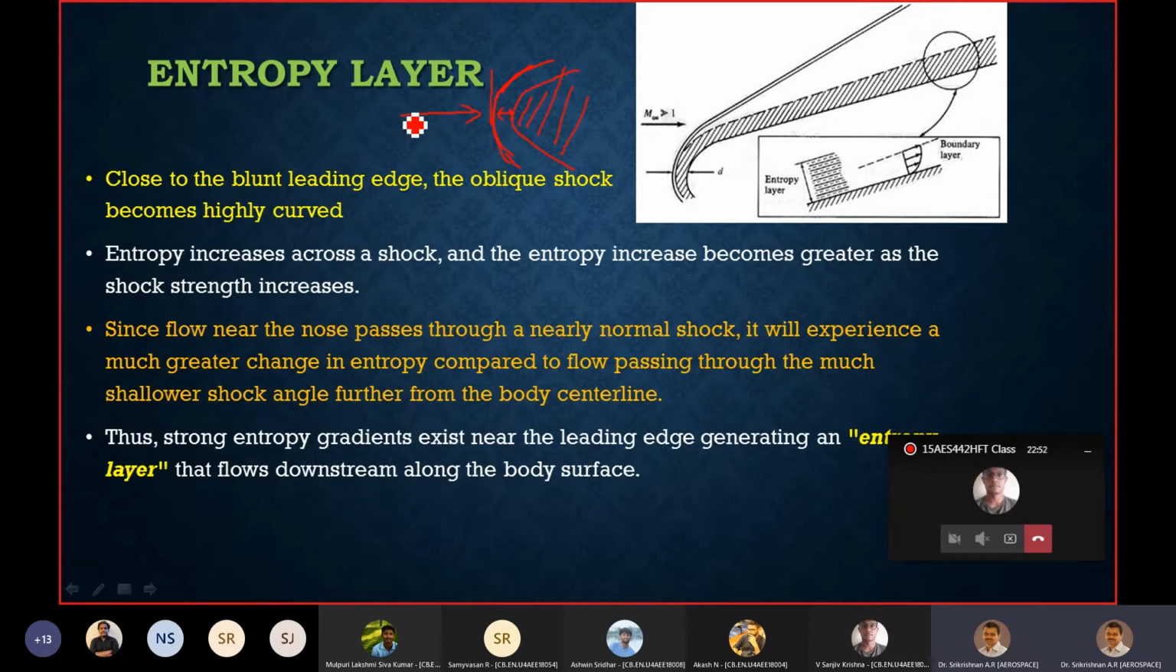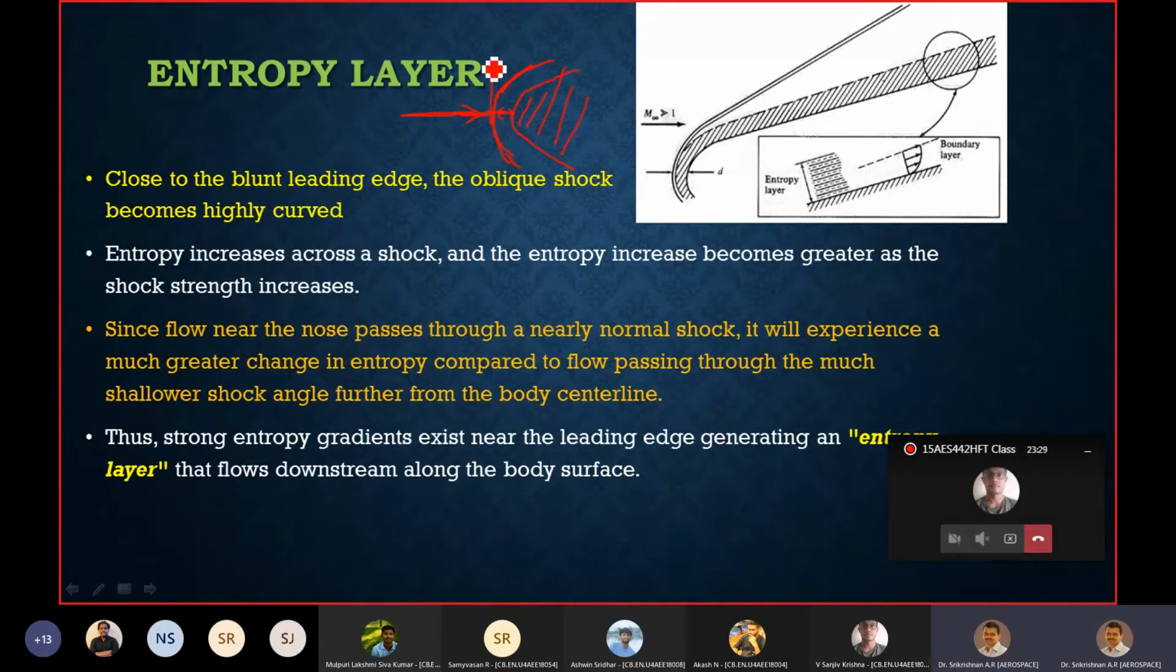Okay, that's very good. So now, just based on that, see what happens to the entropy. We know that across a shock, whether it is a normal shock or an oblique shock, you will have an increase in entropy, right? But we also know that a normal shock is a stronger phenomenon. So the increase in entropy will be higher across the normal shock, and relatively lower across an oblique shock. So normal shock, higher entropy rise. Oblique shock, lower entropy rise.